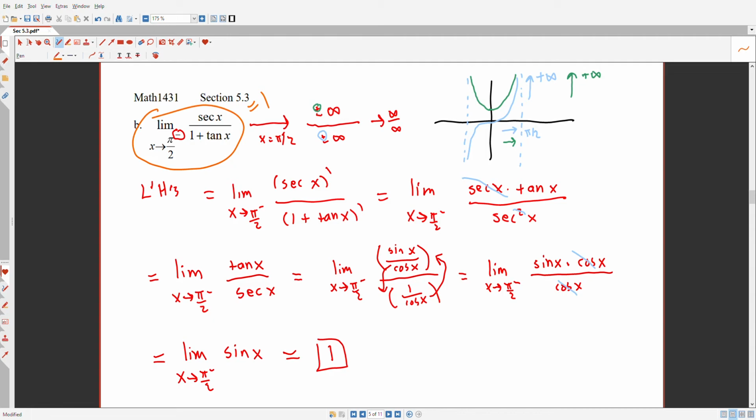Okay. In terms of a race, what is that saying? That's saying the functions really are tied. As x goes to pi over 2, the functions head off towards infinity at a completely balanced rate.